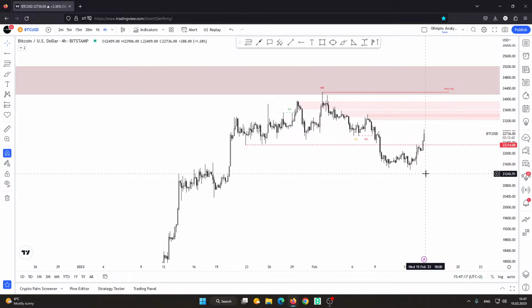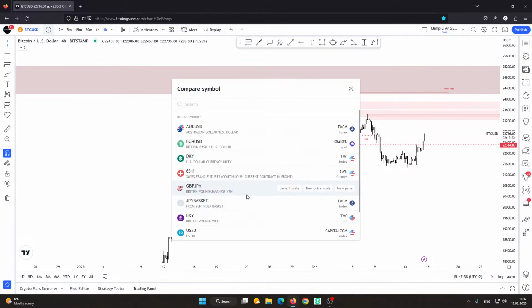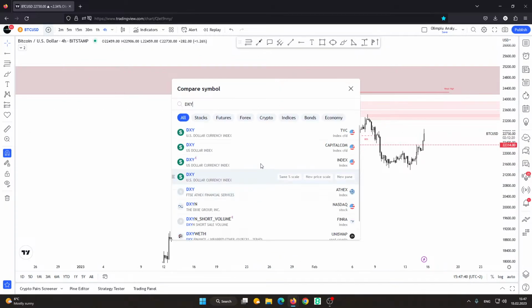Maybe when the US data comes in better than expected and the dollar index rallies, the US dollar appreciates, then Bitcoin versus US dollar could drop a little. But this I don't know. Let's take a look. Maybe we can compare with the DXY, for example.